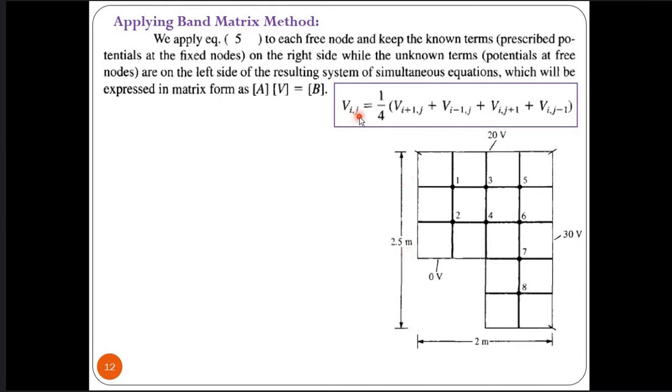This is the general equation. The potential of a particular free node V(i,j) is equal to 1 by 4 of V(i+1,j), V(i-1,j), V(i,j+1), V(i,j-1). That means the potential of a particular free node depends on the potentials of the neighboring nodes that are directly connected with the corresponding free node.